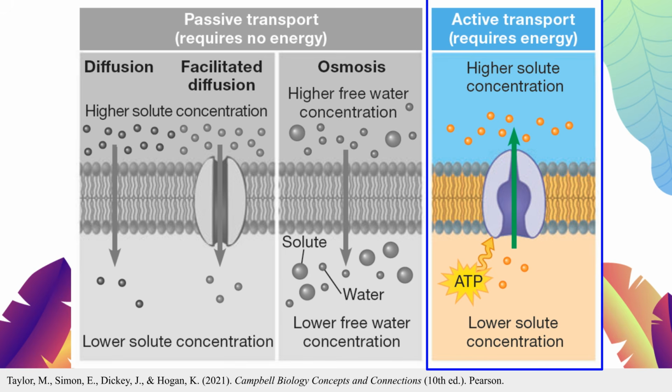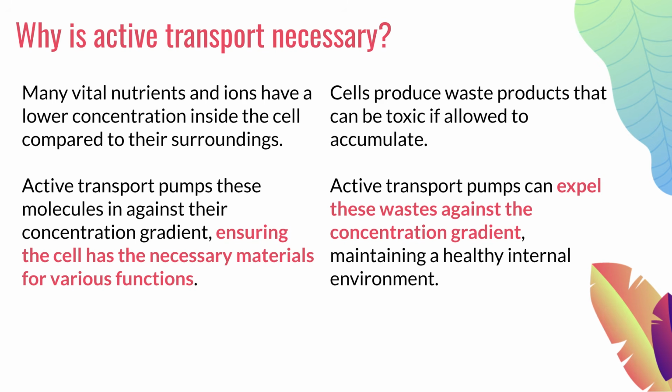It is the movement of substances against the concentration gradient, from low to high concentration. This process requires an expenditure of energy, typically from ATP. Many essential nutrients are more concentrated outside the cell than inside. Active transport allows cells to take in these substances. It also allows the removal of toxic wastes, preventing them from building up inside the cell.